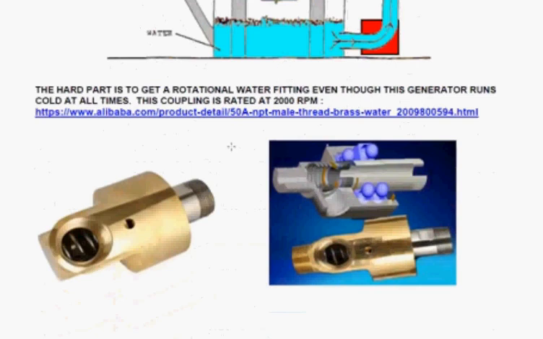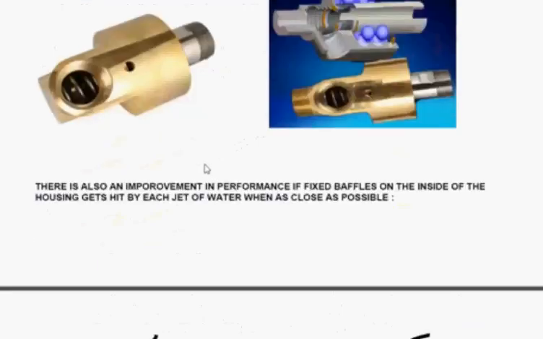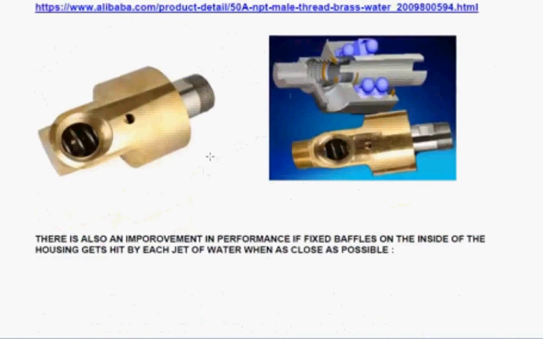The hard thing of this particular design is to get a rotational water fitting, even though the generator itself runs cold at all times. This particular coupling that I'm showing here is rated at 2000 RPM, but you would expect to be rotating your particular cylinder at probably about 400. But this is one of more than one. This is one of several that are available on the web, which you can order and buy in if you want.